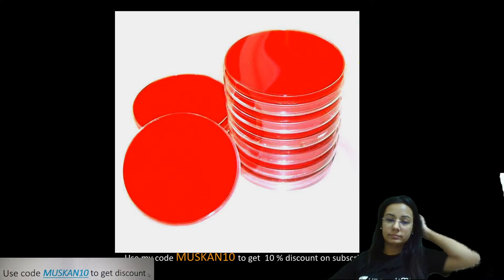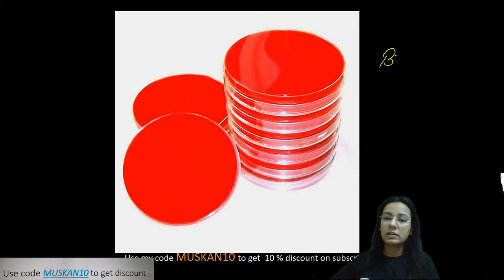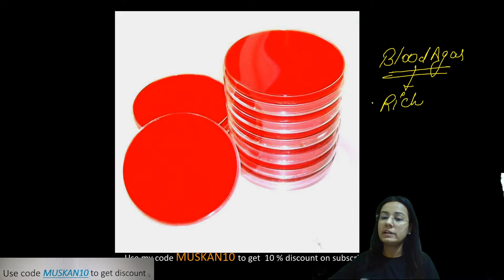So what is this? This is nothing but blood agar. Okay, so blood agar is an example of rich media, that is enriched media. And what are we using in it? We are using sheep blood.